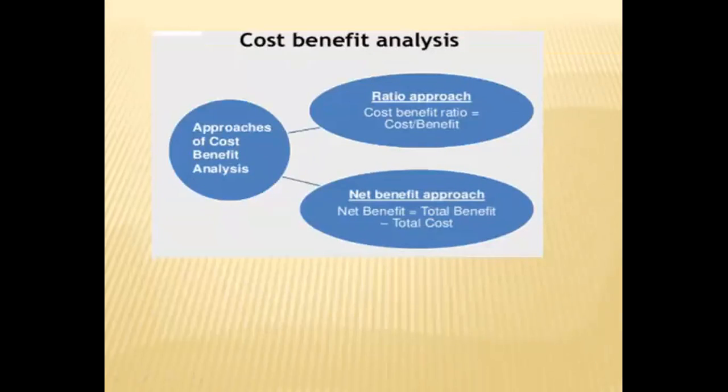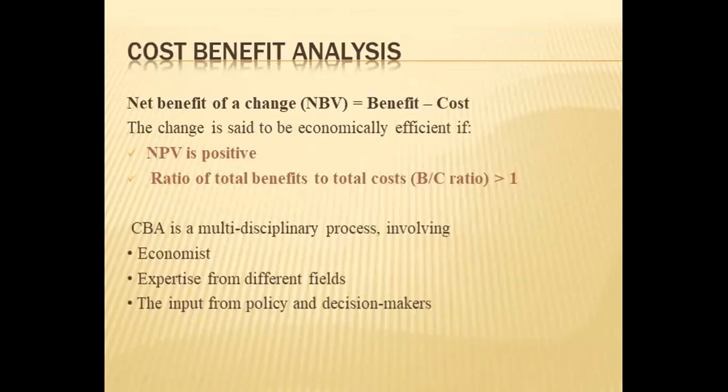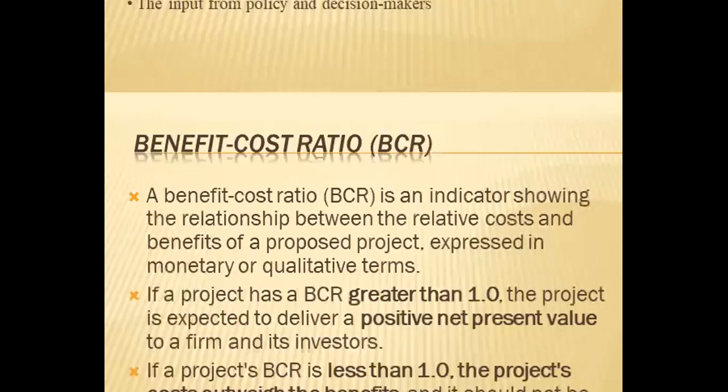There are two approaches: the ratio approach, which may be the cost benefit ratio, cost divided by benefit, or the benefit cost ratio, or the net benefit approach. For example, we calculate the net benefit, which is total benefit minus total cost. In cost benefit analysis, the net benefit of a change is benefit minus cost. The change is said to be economically efficient if the net present value, NPV, is positive and the ratio of total benefit to total cost, or B/C ratio, is more than 1. CBA is a multidisciplinary process involving economists, expertise from different fields, and input from policy and decision makers.